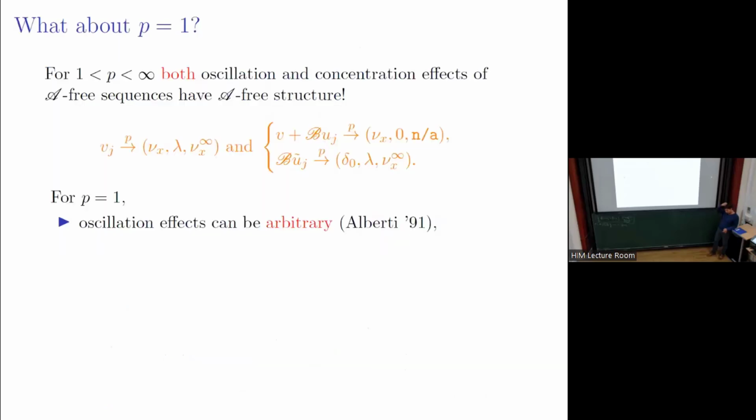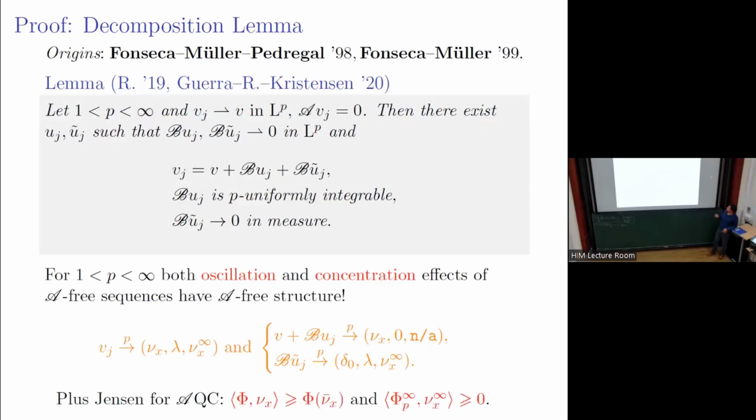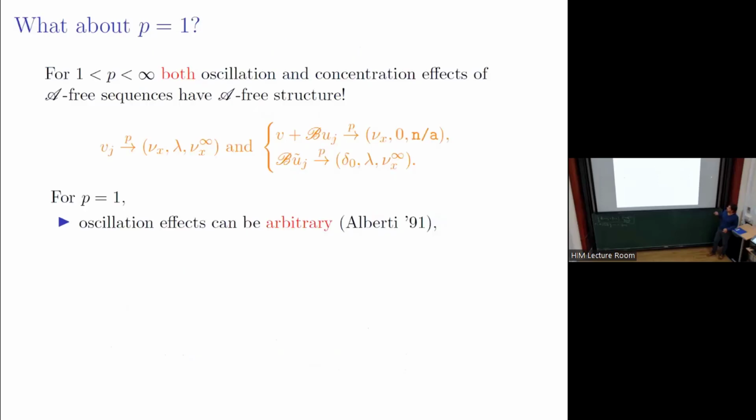Secondly, one can think, okay, but this is p between 1 and infinity. Why did you get this? Well, because Fourier. So what about p equals 1? For p equals 1, it was known that if you start with a sequence of gradients, imagine p is 1 here, with ν_x, so this matter, ν_x and no concentration, even though you start with gradients, you can generate any L^1 Young measure there. So at the top, for gradients, the gradient structure is destroyed.